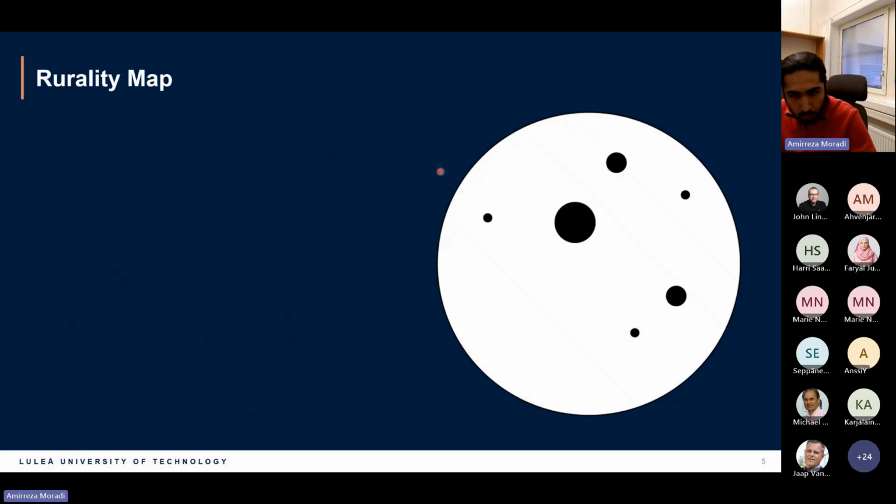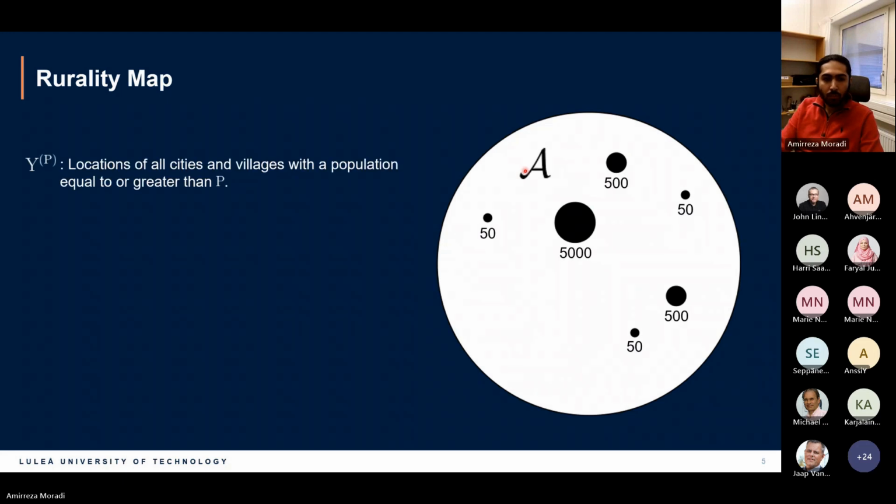Suppose this is a country, a fictional country. We want to create a rurality map for it. Let's say this country is shaped with a certain number of points. Let's call this set A. Now we collect the locations of cities and villages with population equal to or greater than a certain number. For example, in this country, we have three population classes: 50, 500, and 5,000.